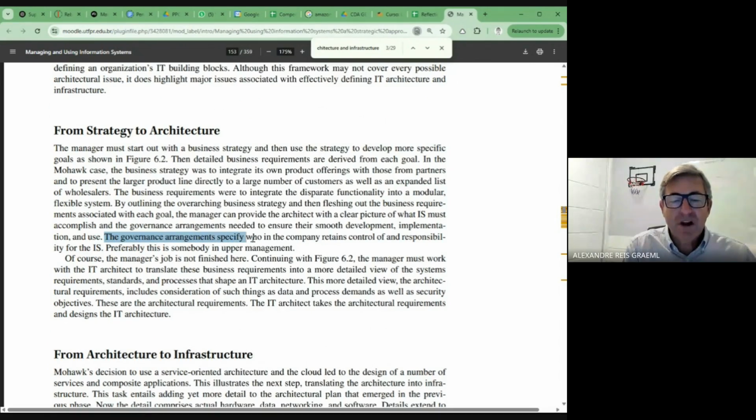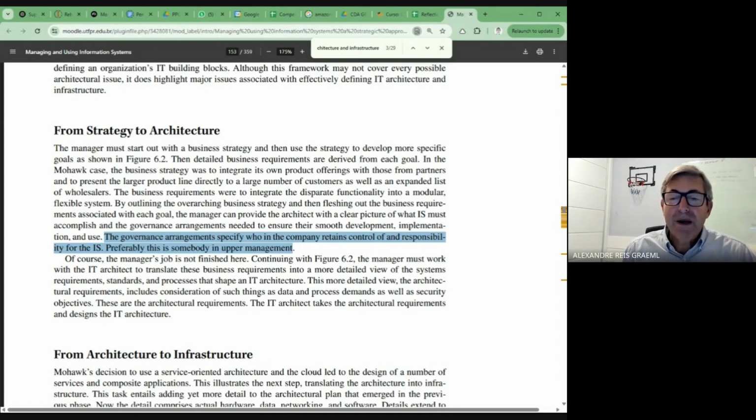The governance arrangements specify who in the company retains control and responsibility for IS. Preferably, it is somebody in the upper management. But notice that when they say here, preferably someone in the upper management, maybe they're already giving us an idea that they sort of prefer a centralized fashion of conducting the strategy, right?